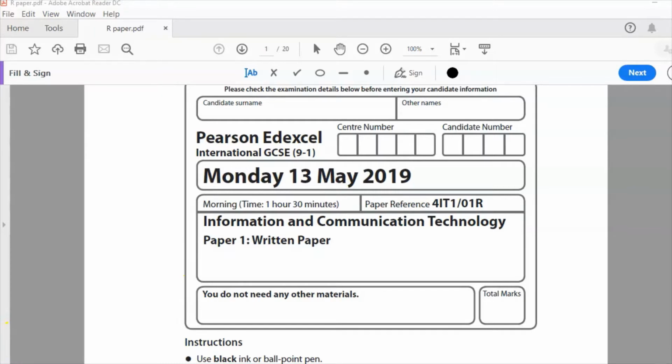If this paper was due to be taken at 1 p.m. in the UK, then if we were 3 hours ahead, it would be 4 p.m. by the time you took it in the Middle East, which would be far too late to take an exam. So instead, you do the regional paper.